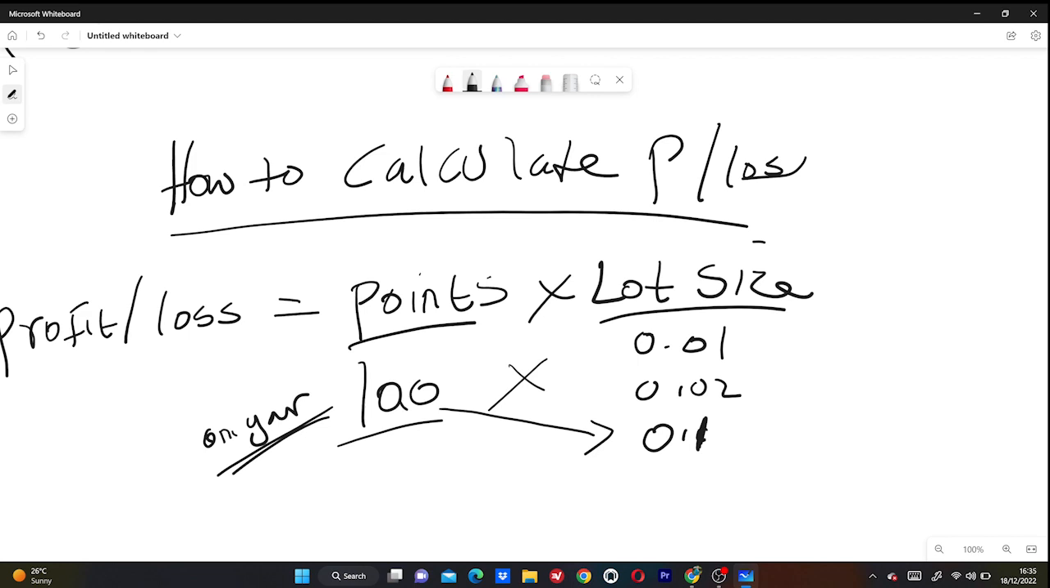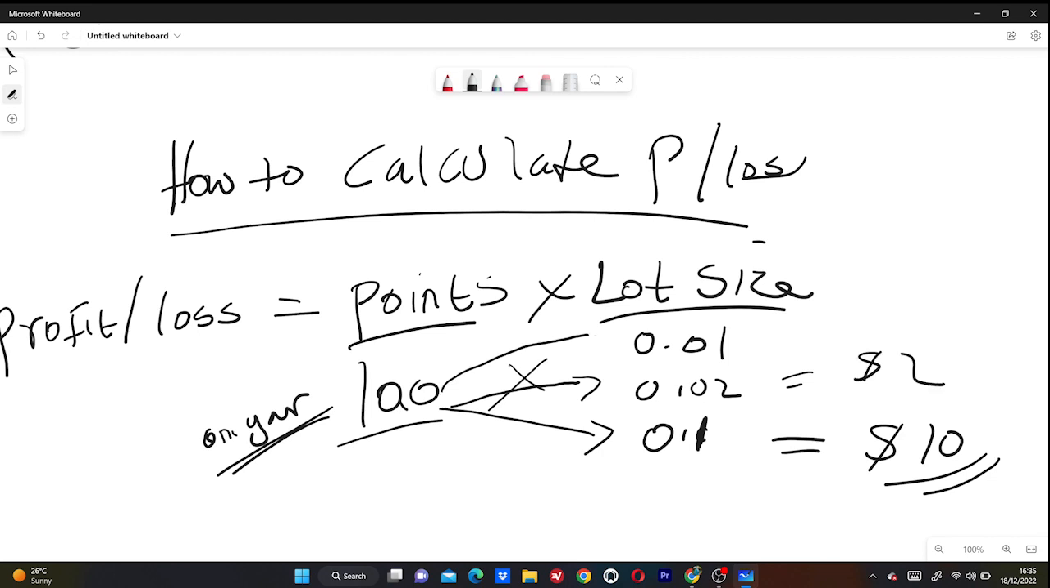Here you see you have a profit of how many dollars? $10. If you used a lot size of 0.02, how many dollars do you have over here? You have $2. Over here you have $1 as the profit. What if you used a lot size of 1.0? Here you have $100. So the only thing you can adjust over here is the lot size. You can put the lot size you want.